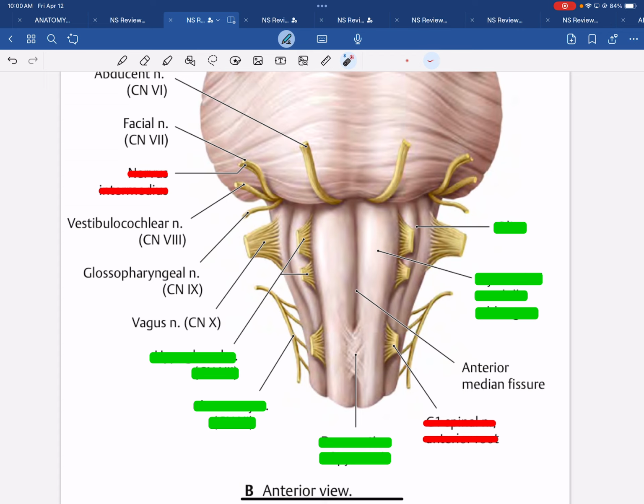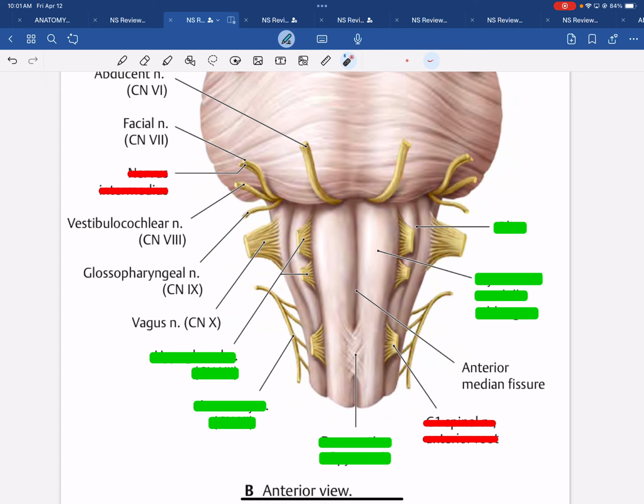Like of the nervous system? Oh, autonomic and somatic. Good, autonomic and somatic. So think about what is the somatic motor component of the vagus nerve? Swallowing and speech. Okay, good, swallowing and speech. What about the autonomic motor component? Control of the heart rate, smooth muscle of the intestines, and the respiratory.